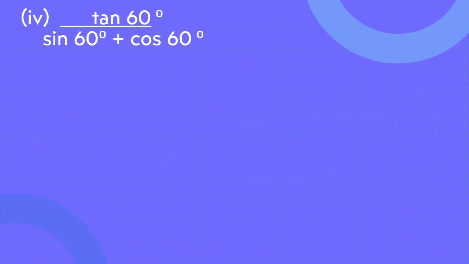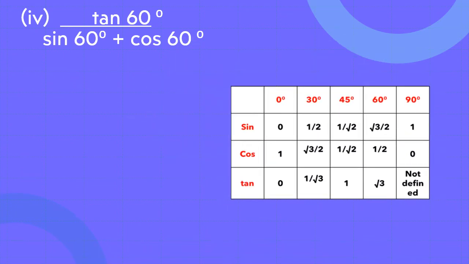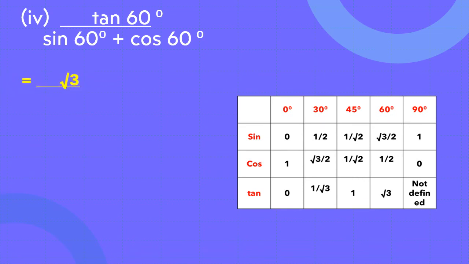Now the next one. Fourth question. Tan 60 upon sine 60 plus cos 60. So first let me find out the values using the table. Tan 60 will be root 3. If you look here, tan 60 is root 3. Sine 60 is root 3 upon 2 and cos 60 is 1 upon 2. So that's what we have substituted here.